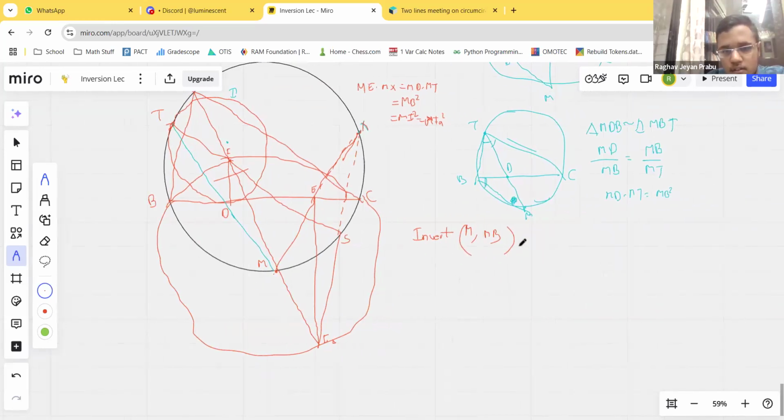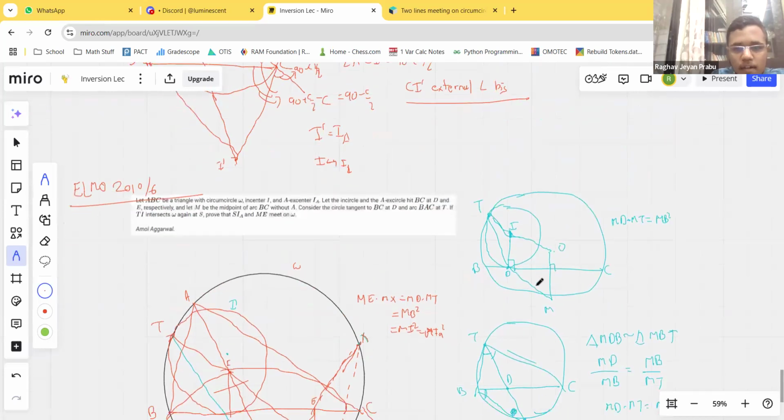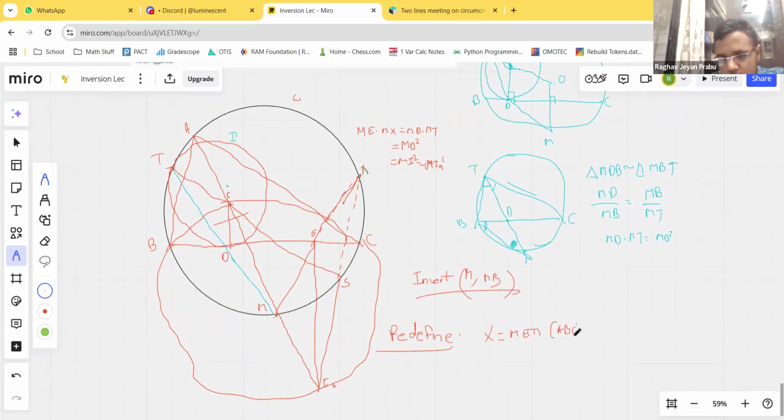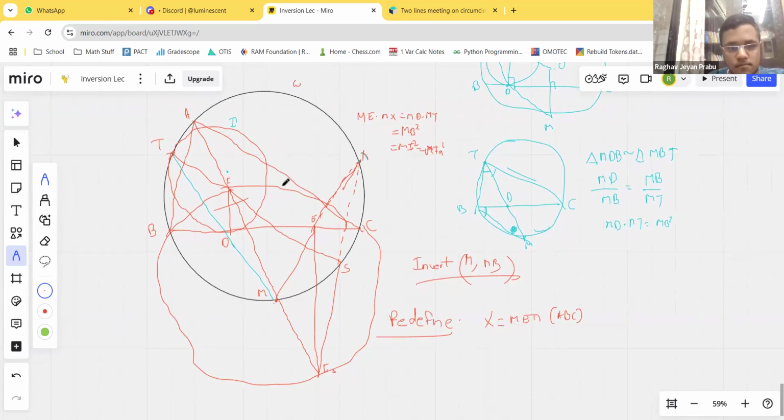Sure. So we'll redefine X is equal to ME cap circumcircle omega, or ABC only. And now we want to prove that TI and XIA intersect on ABC. This is equivalent to the original statement. We just redefined X and now we're trying to prove it for T.